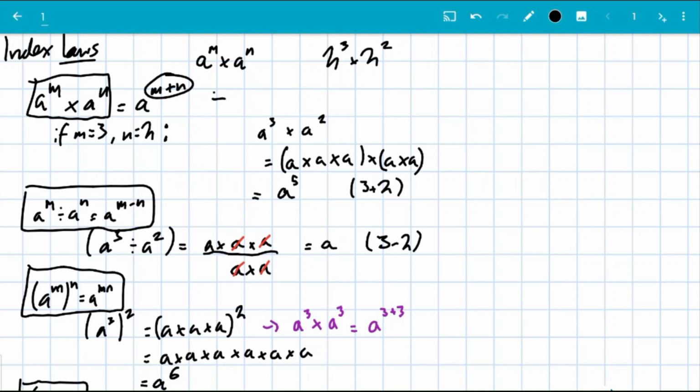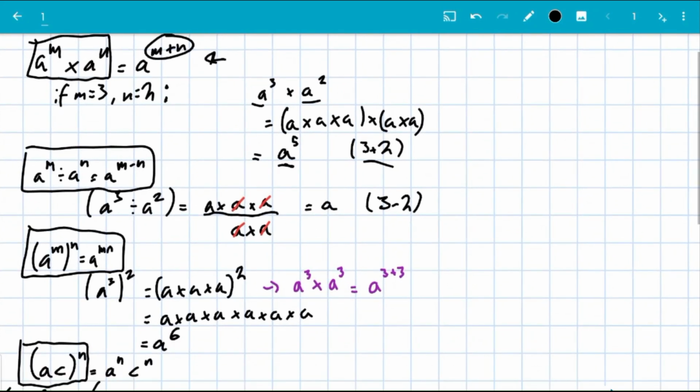Now, you can just remember this rule, and that is useful, but to make it easy for you, I've tried to do a form of a proof here. So, for example, let m be 3 and n be 2. If we have a to the power of 3 times a to the power of 2, what we're really doing is a times a times a times a times a, which is equal to a to the power of 5, or 3 plus 2. So that is the first rule.